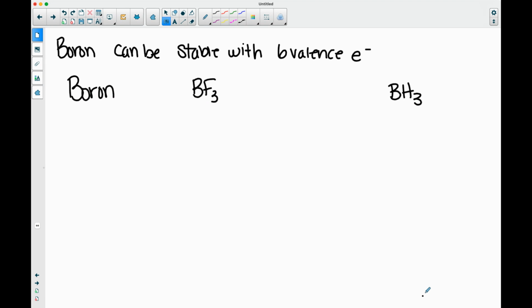This starts at number 5 in your notes packet, because we've been talking about valence and the octet in the valence electrons. We do have some situations where an octet is not going to be how the molecule actually exists. For example, boron has 3 valence electrons, and boron can be stable with a total of 6.